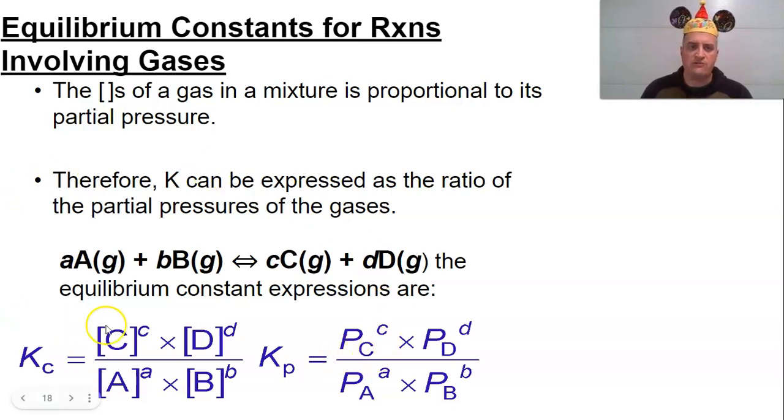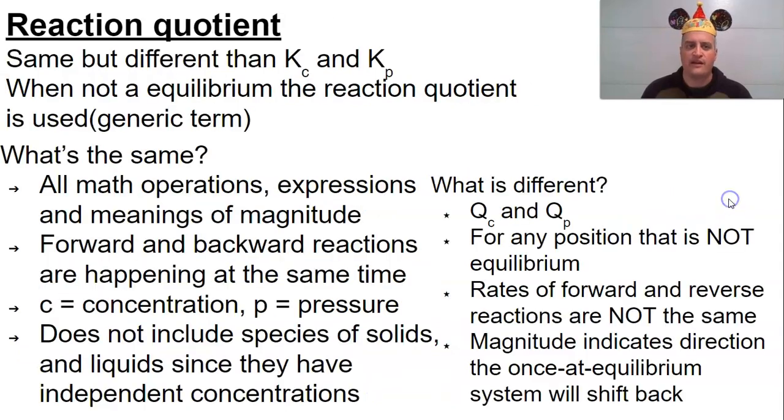Now, so far you've seen what happens at equilibrium, where changes are not happening. Concentrations are not changing. The reaction quotient is similar but different. This is when it's not at equilibrium. So the reaction quotient is used. That's a very generic term, right? It's a quotient, like division, of the reaction.